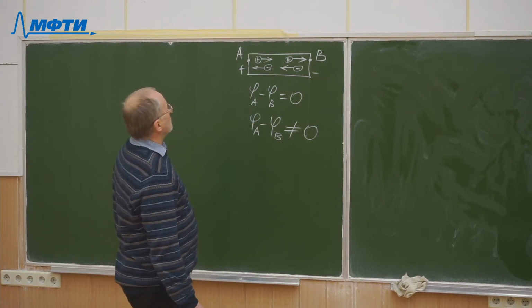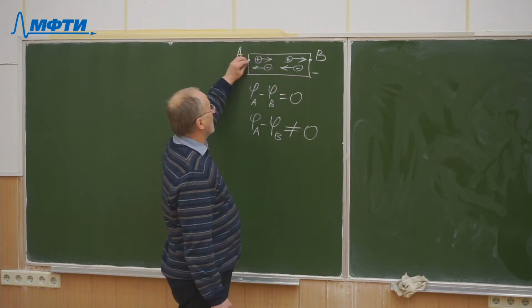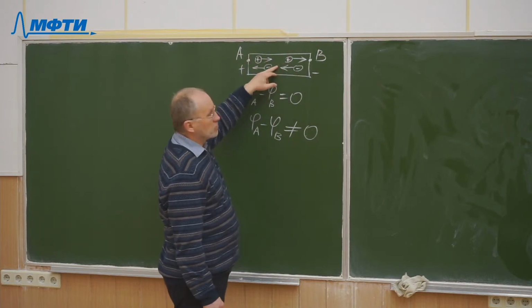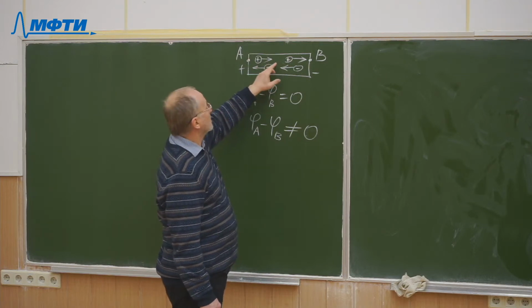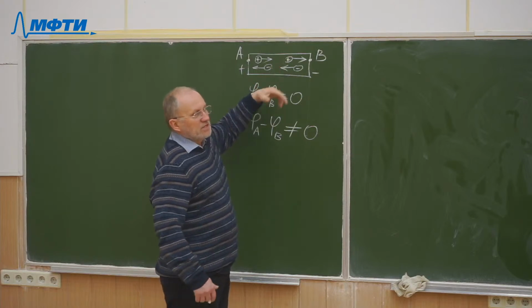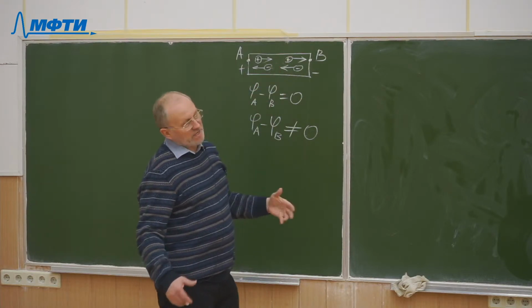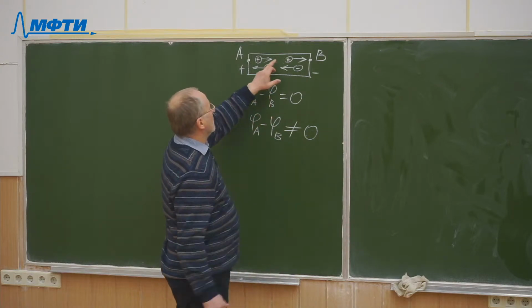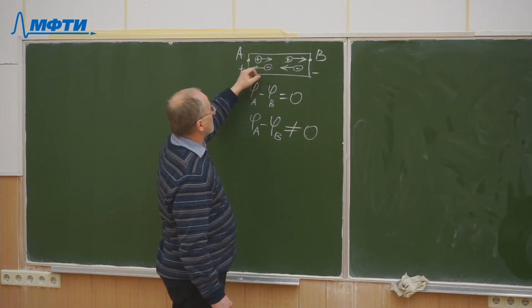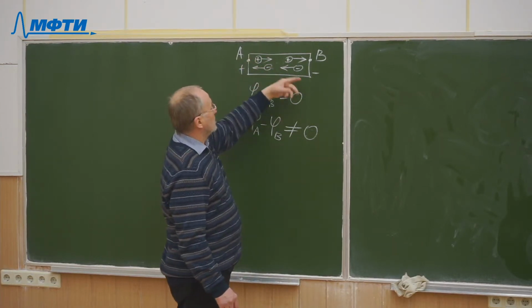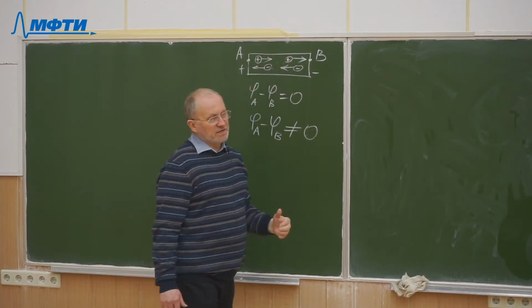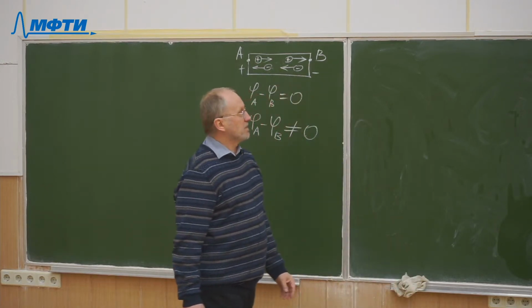But there are other situations. For example, if we have an electrolyte solution, a solution of some salt or some acid, then every molecule of salt or acid is dissociated into two ions. Not every, but most of the molecules are dissociated into two ions. One ion is positively charged and another one is negatively charged. So in electrolytes, we have equal numbers of positively and negatively charged carriers of electric current.